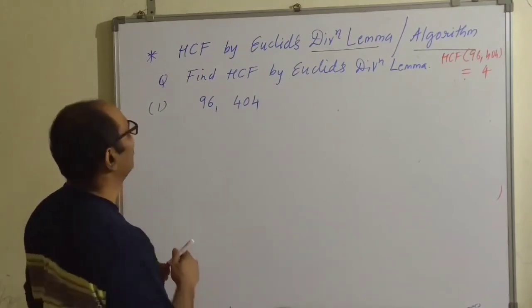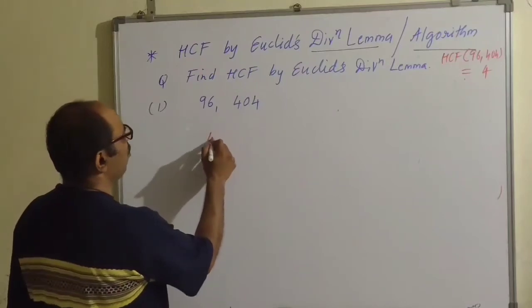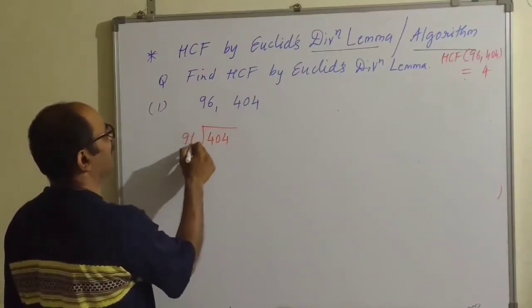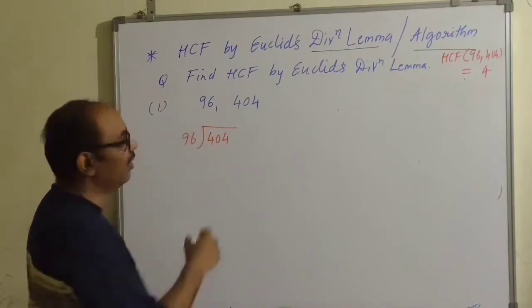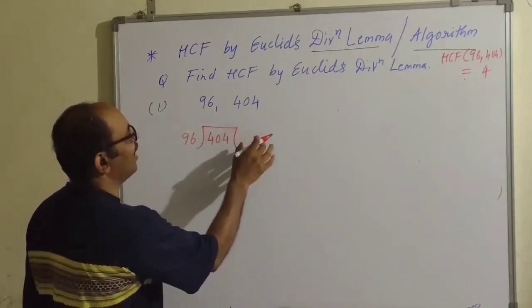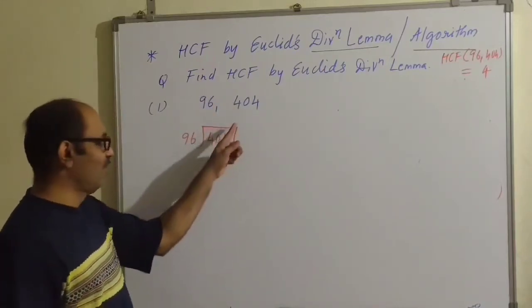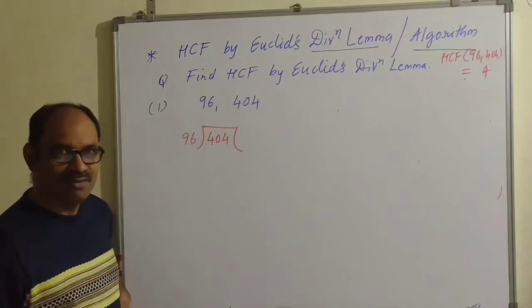Right? So let's check. 404. I started close to the margin. Divide by 96. I'm going to write the quotient here, not up. I'm going to put the quotient here. So I use a new type of symbol.